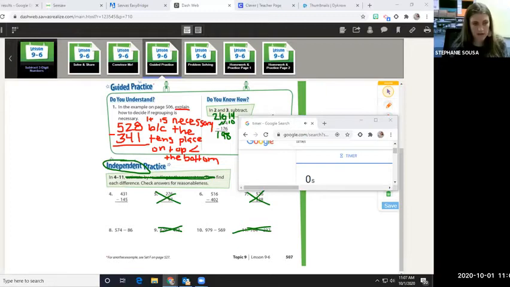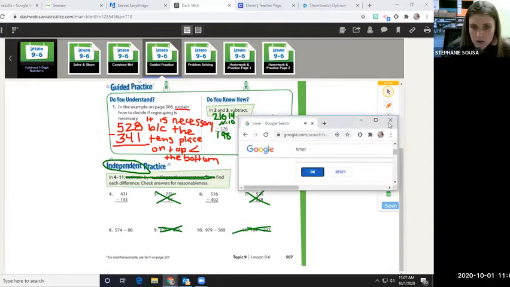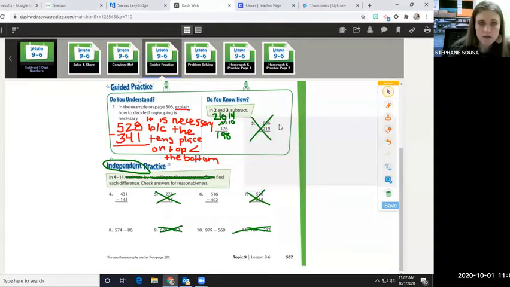Alrighty, that is time. I am going to put up the correct answers. If you have a question about the answer, or maybe you got a different answer and you need to understand, please let me know. I'm only going to put up the correct answers. I'm not going to show the regrouping unless there's questions, but I want you to monitor your own learning. So let's take a look here at the correct answers and look to see if you got the same answer.